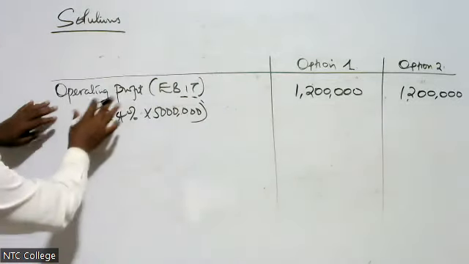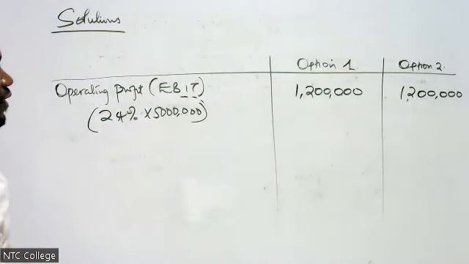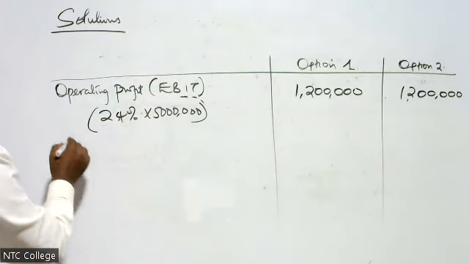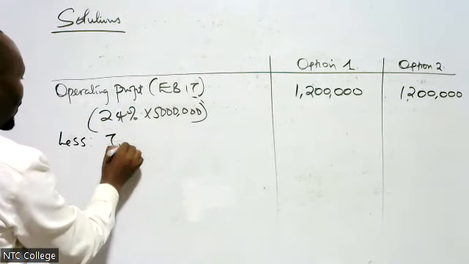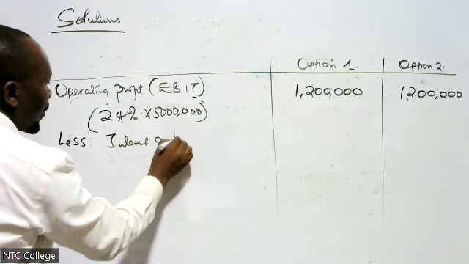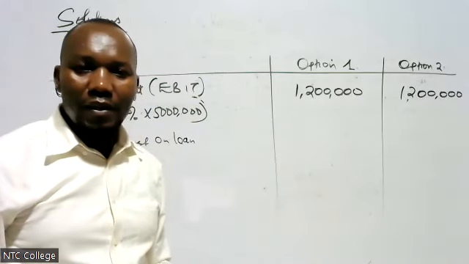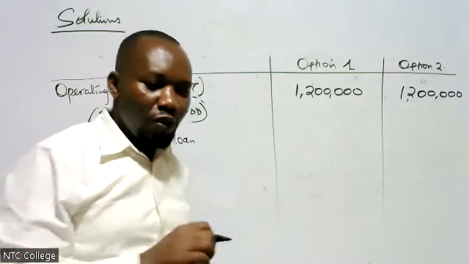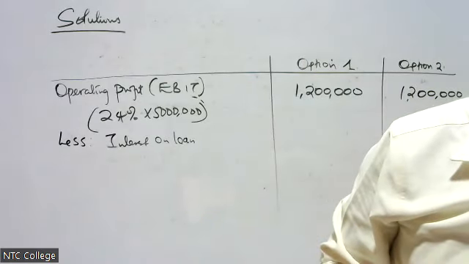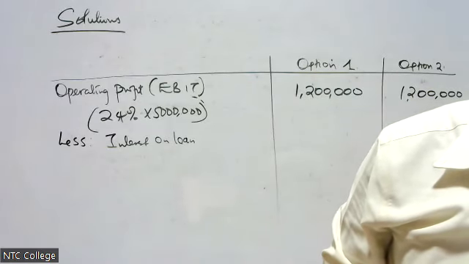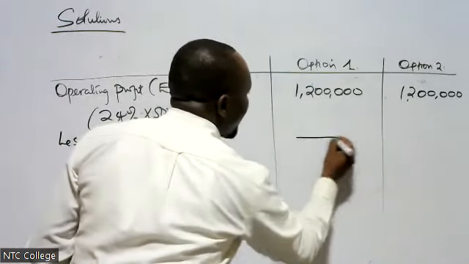Now, we say that this one is profit before interest and tax. So we want to now remove interest first. We want to get net profit after tax. So you say less, the first one is interest on loan. In option 1, did we have loans? Interest is only from the loans. Did we have loans in option number 1? We don't have loan. So you put a dash because there was no loan there.